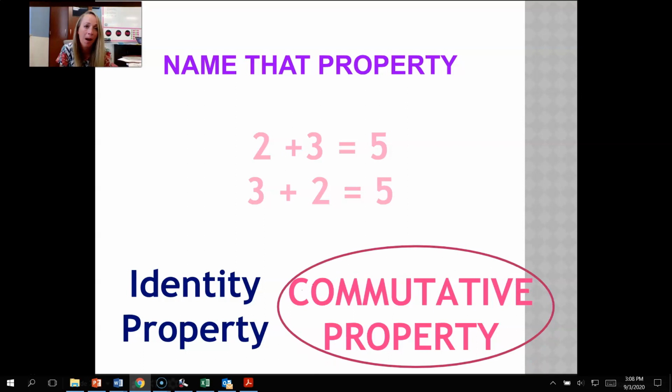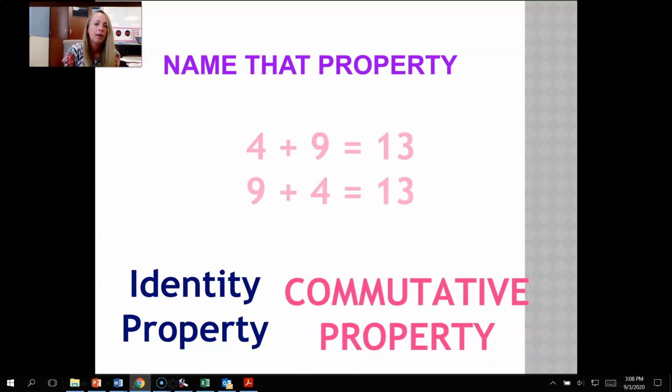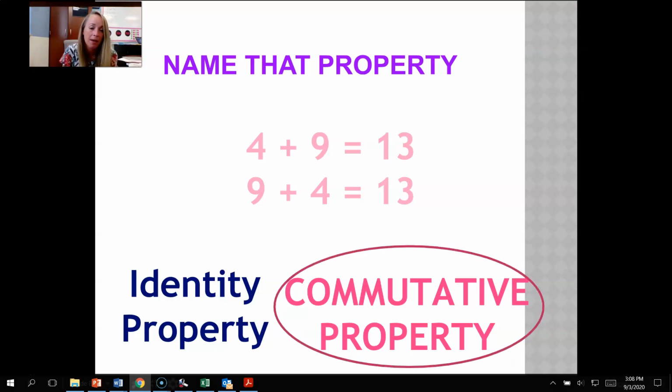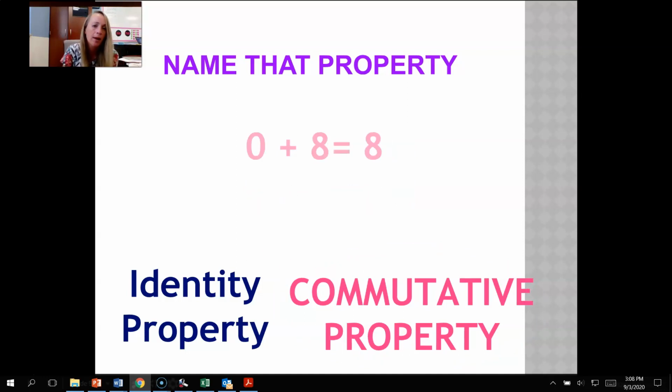That is the commutative property. 2 plus 3 is the same as 3 plus 2. Here's your next one. 4 plus 9 equals 13, and 9 plus 4 equals 13. Is that the identity property, or is that the commutative property? Well, it is the commutative property. What they did was they flip-flopped the 4 and the 9, and the 9 and the 4, and that is commutative. Flip-flop.